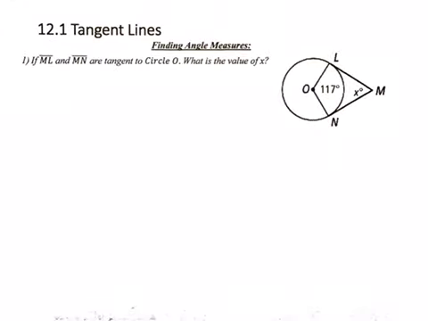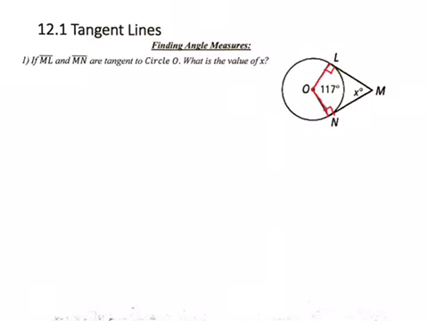If ML and MN are tangent to circle O, what is the value of x? So we're trying to find the value of x. Well, keep in mind that ON and OL are radii, and MN and ML are tangent lines. So that means these angles here have to be 90.